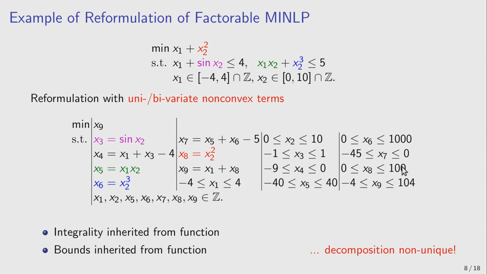And I wrote it there. Integrality is inherited from functions. So in particular, the sine of x3 is not necessarily an integer, even if x1 and x2 are integers. And if x3 is not an integer, then of course x4 is not an integer.